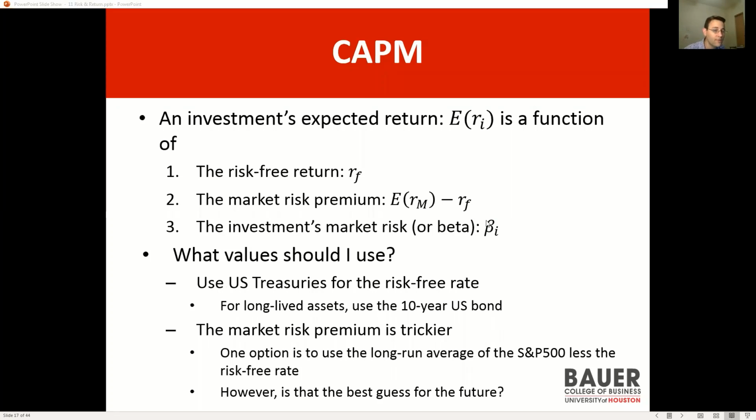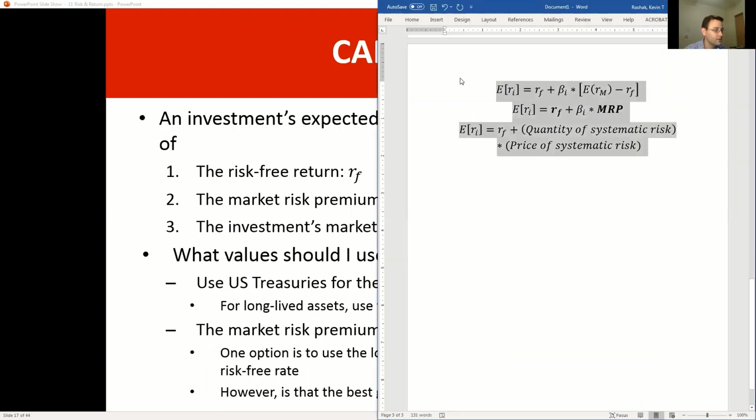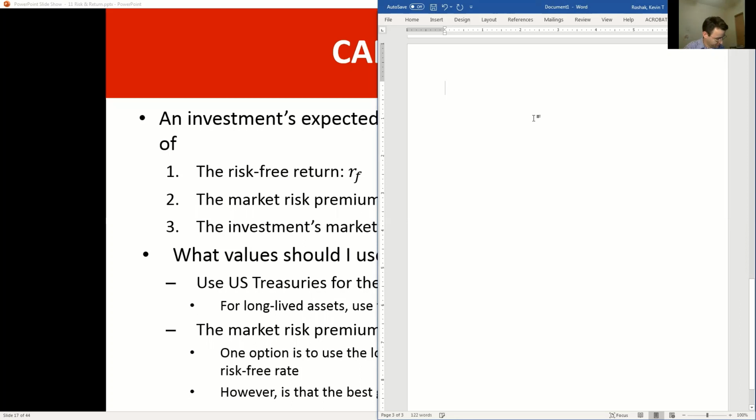So if we can put all this into a formula, let's see how these things can relate to each other. What we're after is the expected return on asset I. The starting point is going to be the risk-free rate. If you're going to take risk, you should at least get the risk-free rate. That's kind of a natural starting place. We're going to add to it, though, if we take risk. How much do we add to it?